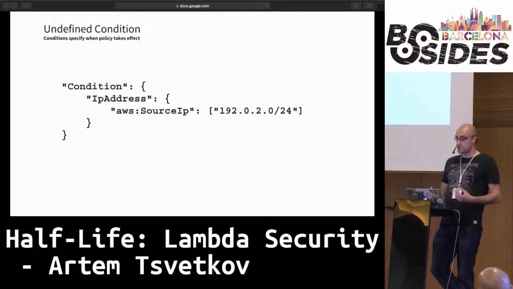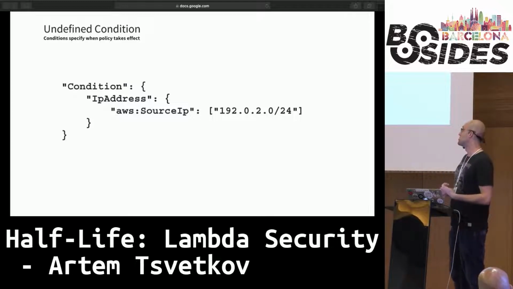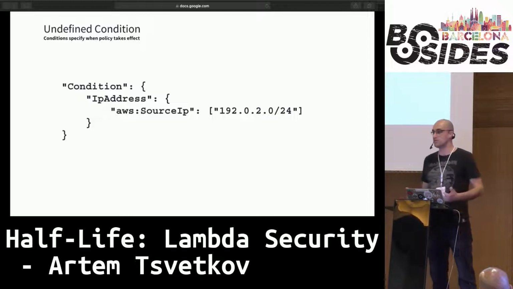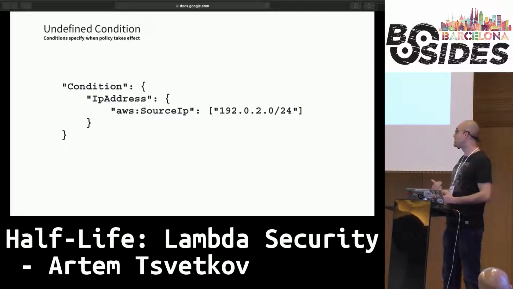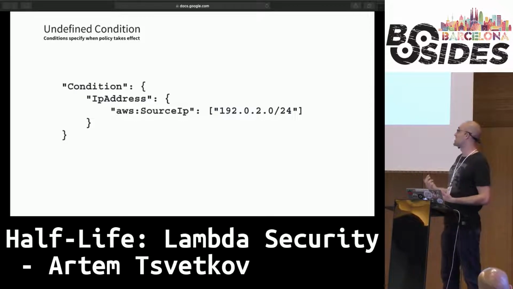And then conditions, they're optional, but when you're allowing actions and then you're specifying a wildcard principal, that really makes your code or your function or your content public and available to everyone. And so unless you specify an additional condition, it's going to stay like that. And so this is an example of specifying a condition where you're restricting access by source IP.